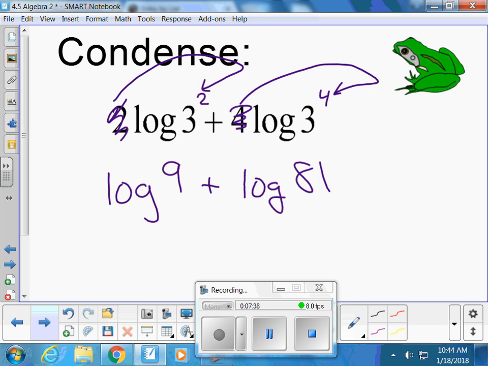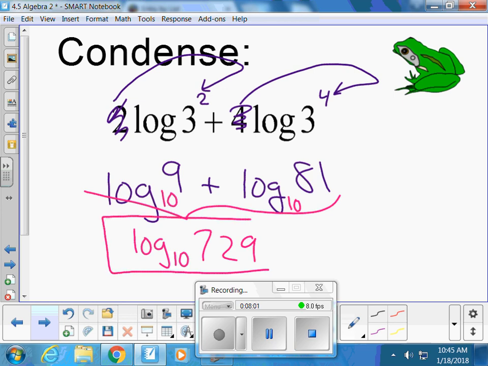And do my bases match? What is the base here? Good. What's the base here? So they do match. If they're not actually there, I like to write them there just to remind myself, oh, it's a base 10. I can condense these down. And what would I do with my 9 and my 81? Multiply them, because adding and multiplying are friends. 729. And I would just stop there.